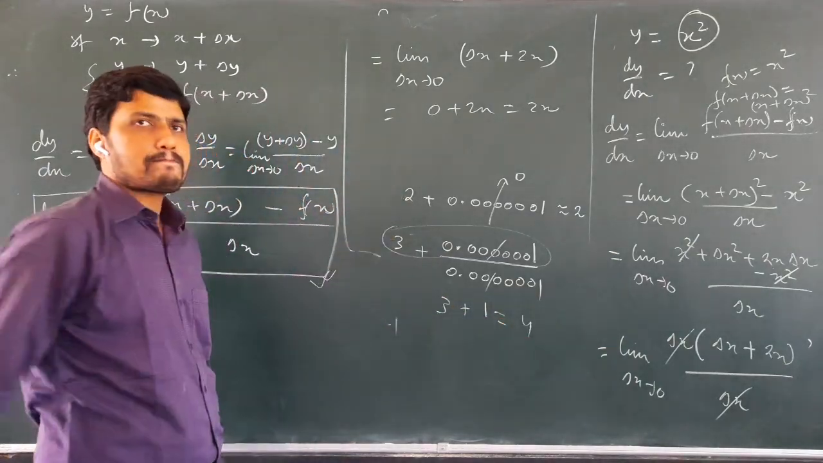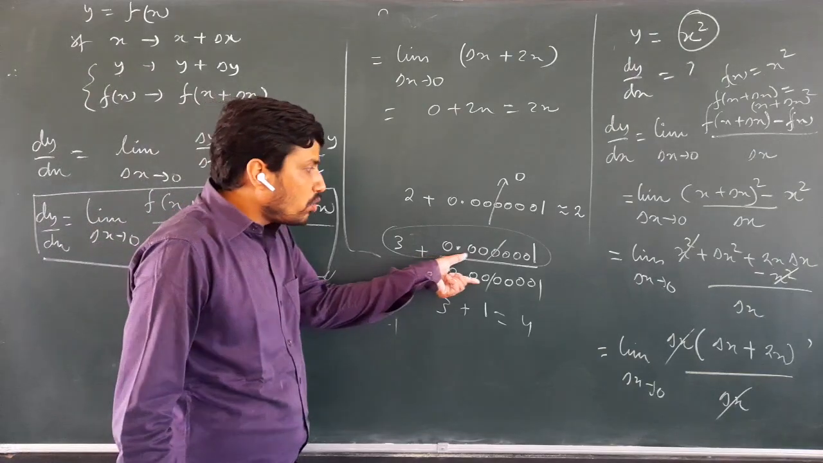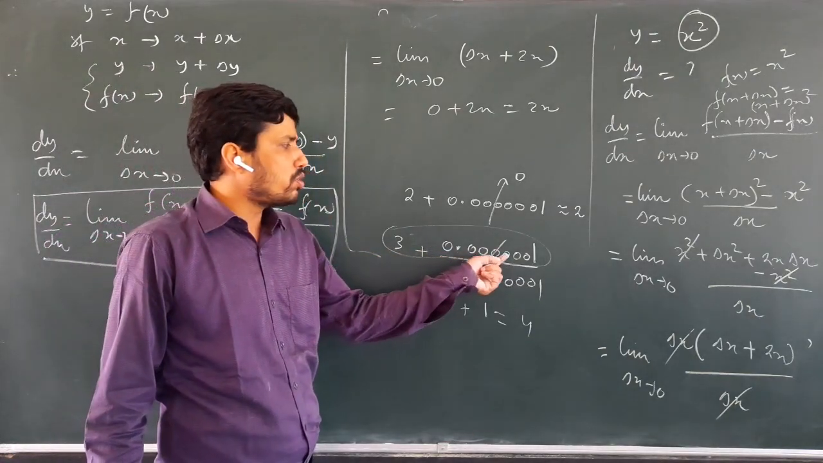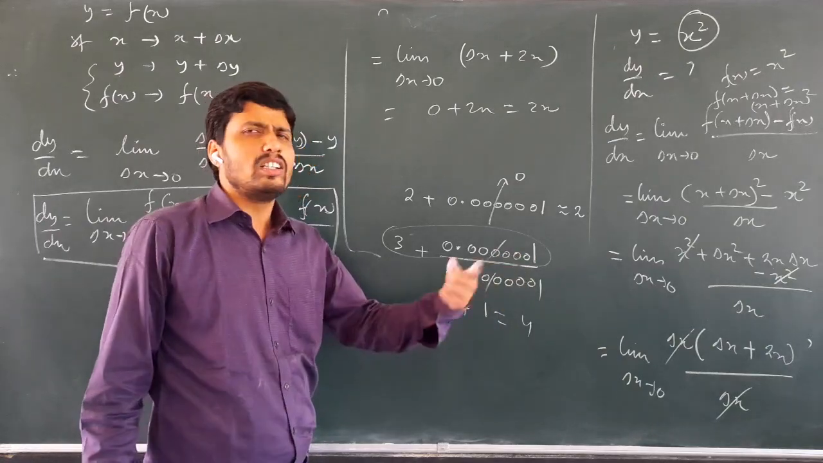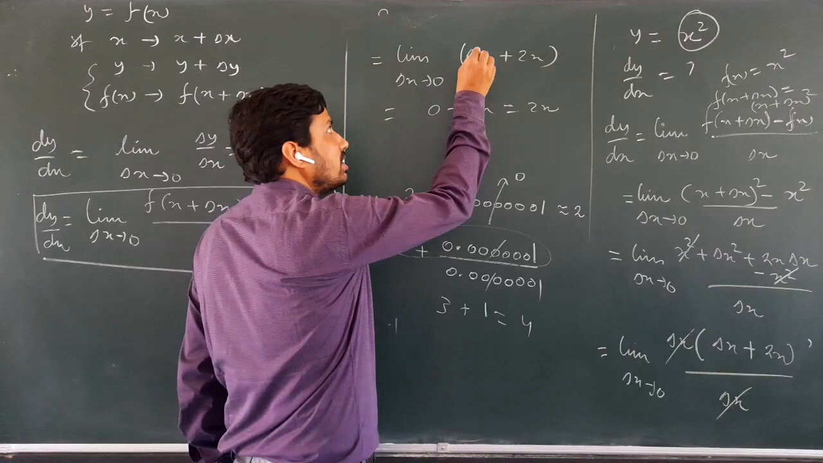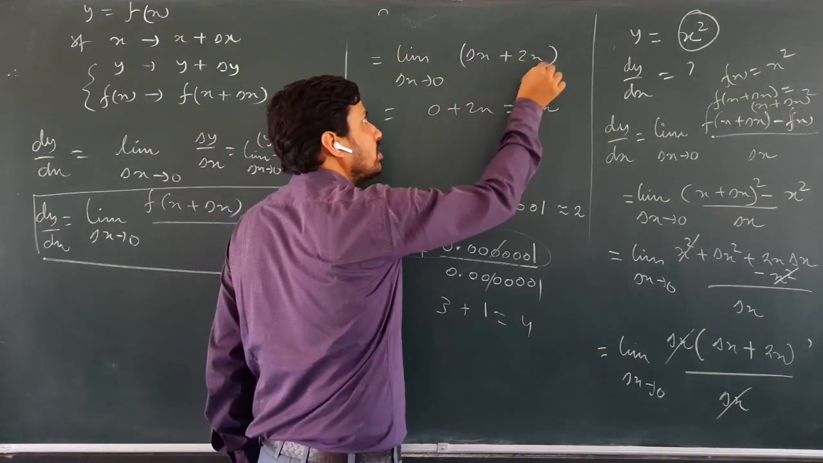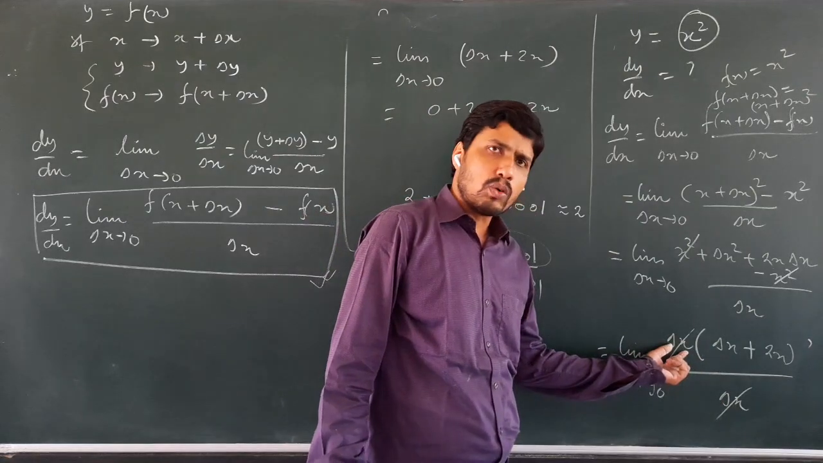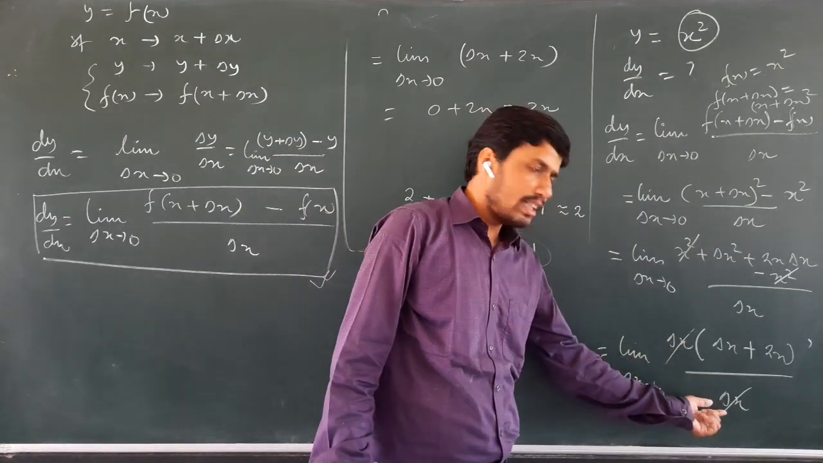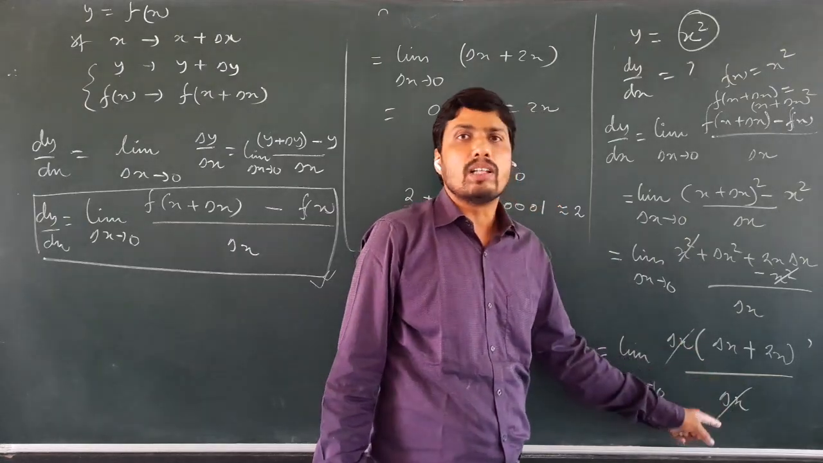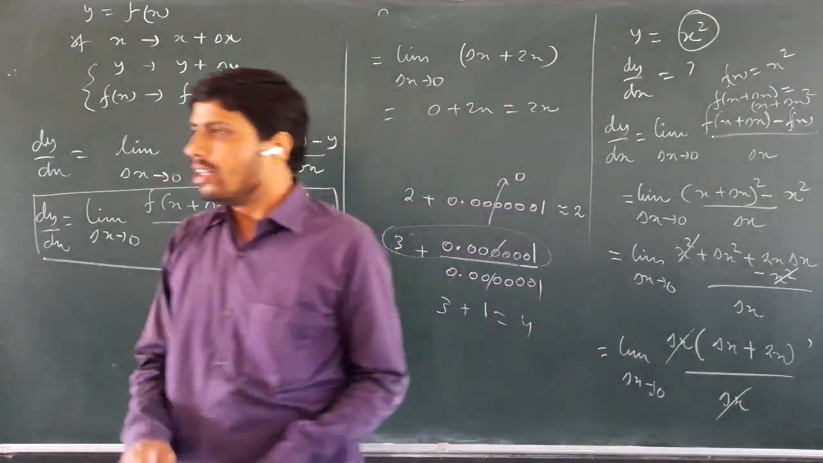See the difference here. If this ratio were not present, I would have written 3 plus 0.0000001 is nearly equal to 3. So here we are neglecting this because it is added to a number which is very large. Here there was a ratio, delta x is very small, not equal to 0. So because they are same, we can cancel them. We must cancel them.